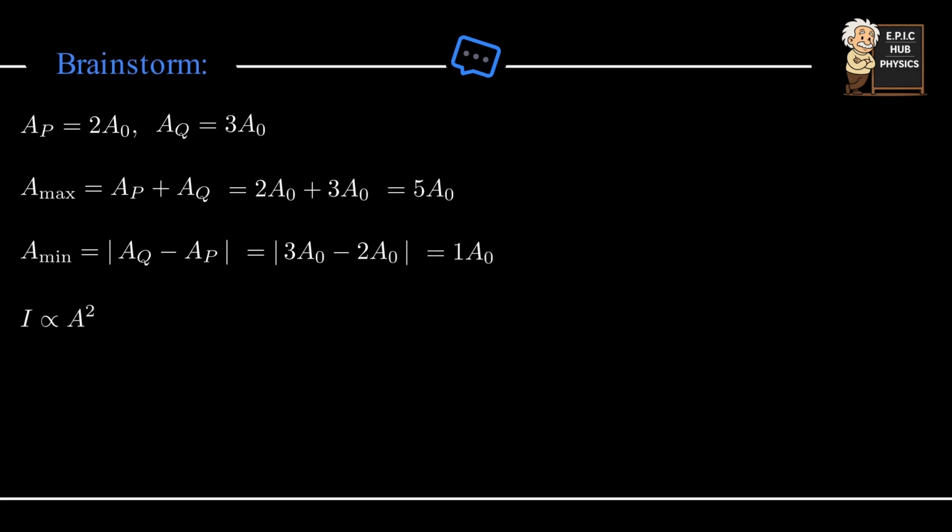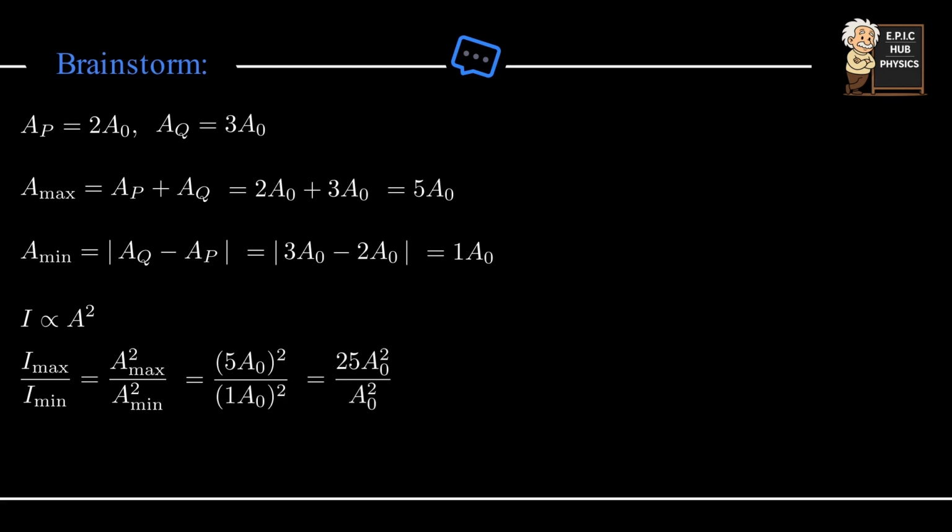Since intensity is proportional to the square of amplitude, the ratio of maximum intensity to minimum intensity is maximum intensity divided by minimum intensity, which equals maximum amplitude squared divided by minimum amplitude squared. That is (5A0) squared divided by (1A0) squared, which equals 25. This is our final answer.